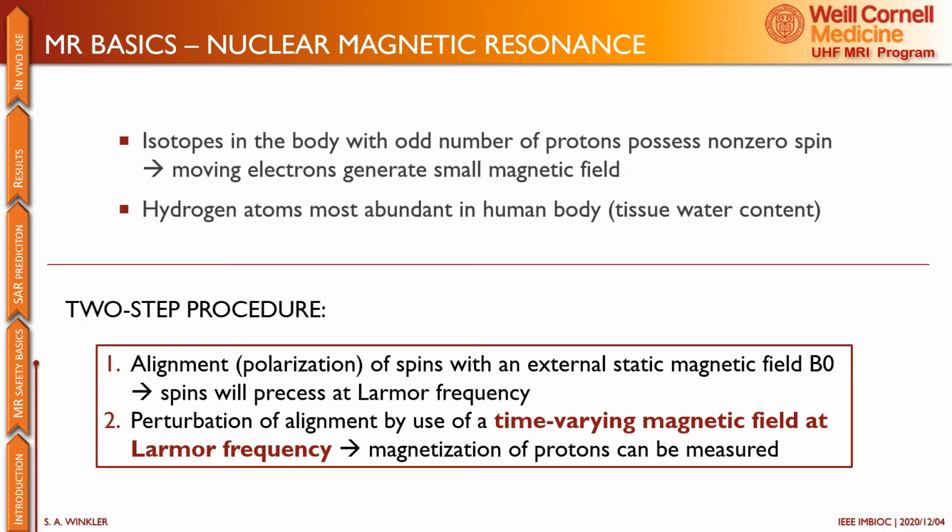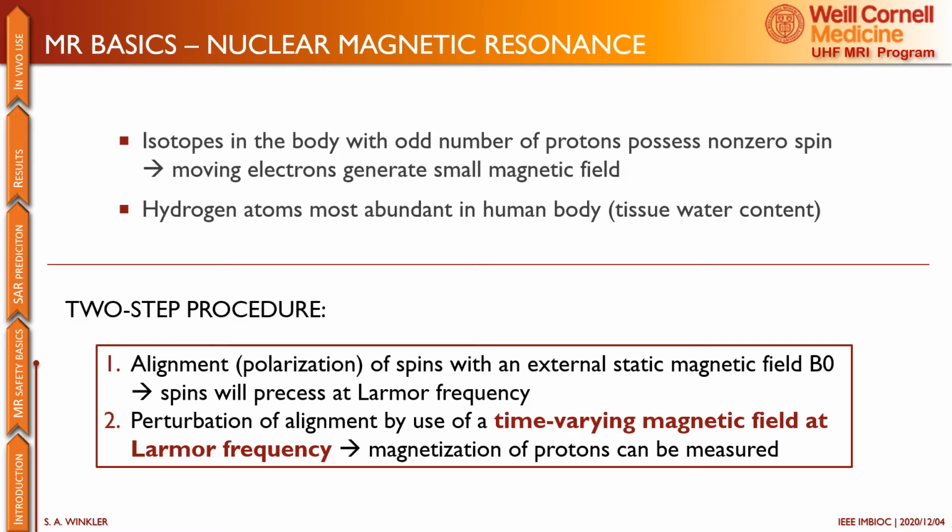All right, so let's get to the MRI basics. I think a lot of you might know this, but it's really important to this talk, so I'd like to repeat some of the basics. So MRI, it's actually created from really, really small magnetic fields that are existing in the body. So isotopes in the body that have an odd number of protons possess a non-zero spin, and because that means that they're moving electrons, there are these small magnetic fields. And that's really what we excite and measure in MRI.